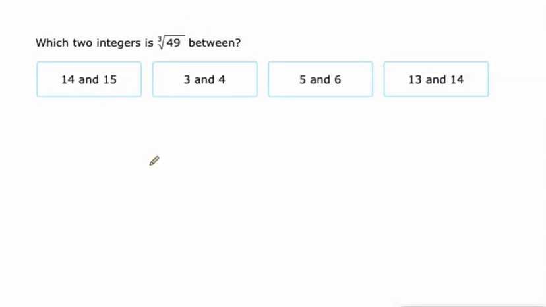All right, what about the cube root of 49? Well, let's see. 3 cubed is 27, and 4 cubed is 64. So 49 is right there between 27 and 64, so between 3 and 4.